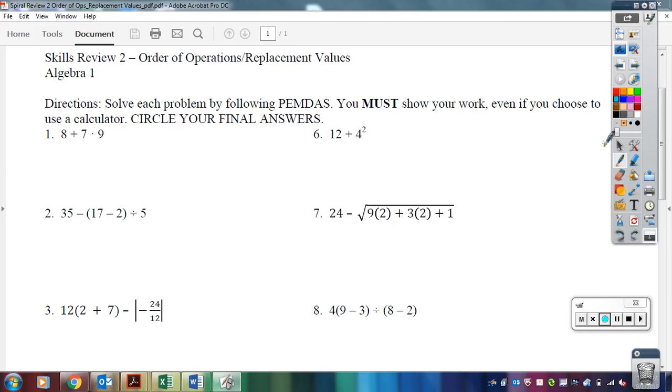Order of operations. 7 times 9 is 63. So we bring down the 8, 8 plus 63. 8 plus 63 is 71. That's question number 1. That's an easy start.